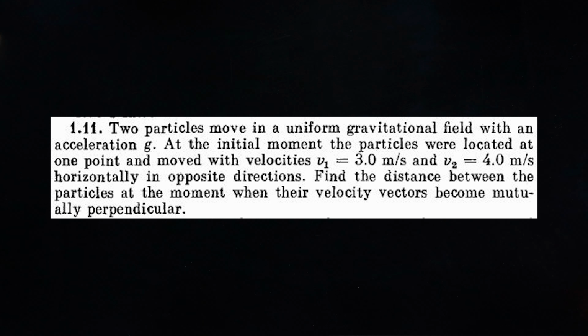Irodov problem 1.11 on the board. Two particles move in a uniform gravitational field with an acceleration g. At the initial moment, the particles were located at one point and moved with velocities v1 and v2 horizontally in opposite directions. Find the distance between the particles at the moment when their velocity vectors become mutually perpendicular.